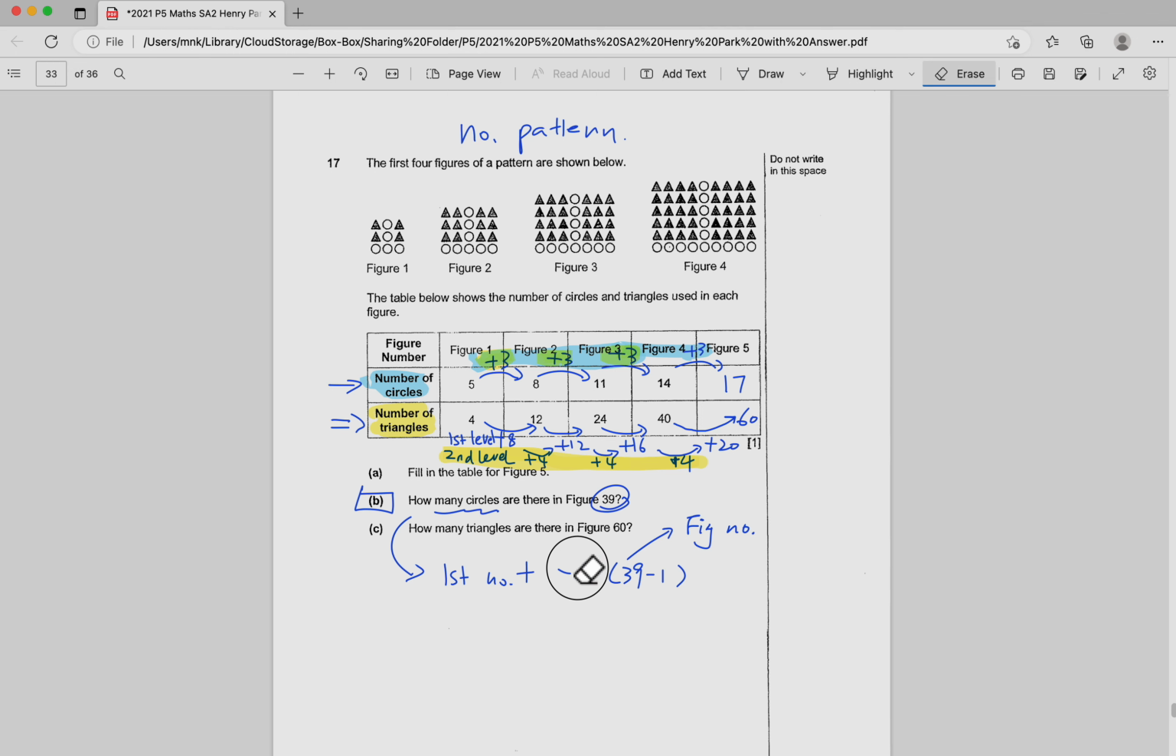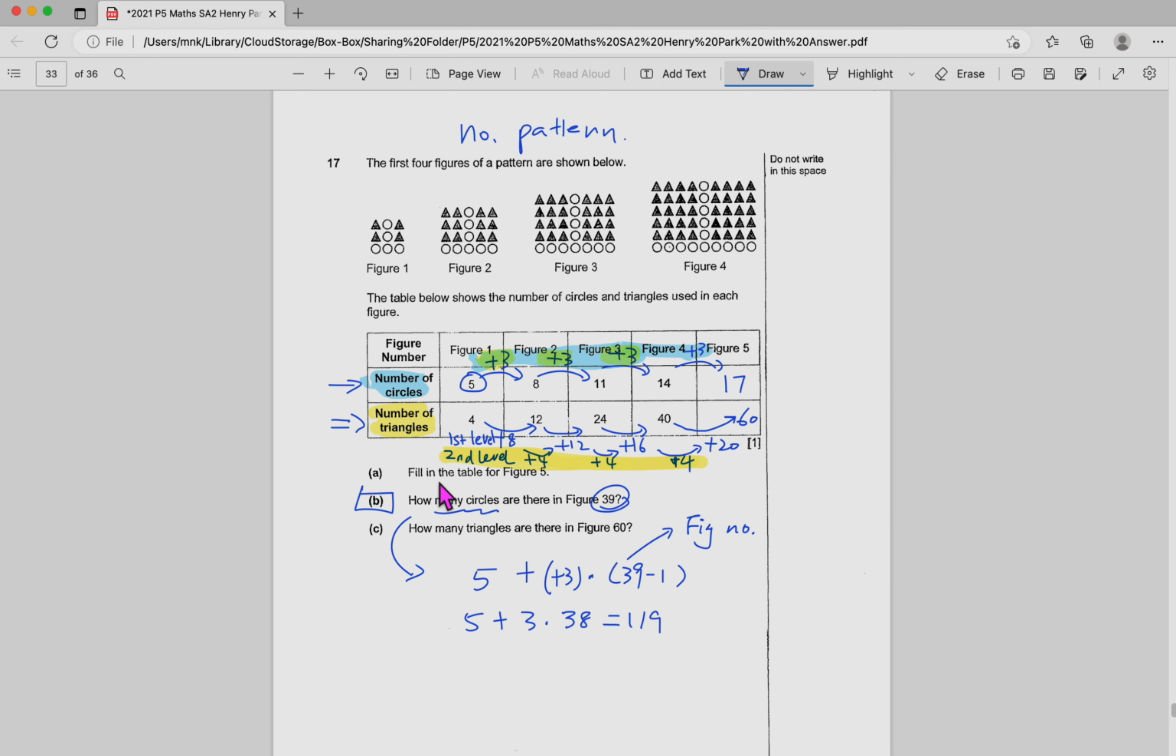So I need to put +3, not just 3, it's +3. And the first number is 5. So I put it in. Very easy if you use the formula. Then you just solve this accordingly. This is 38, so you use your calculator, and what you get is 119. So that's the answer for B.